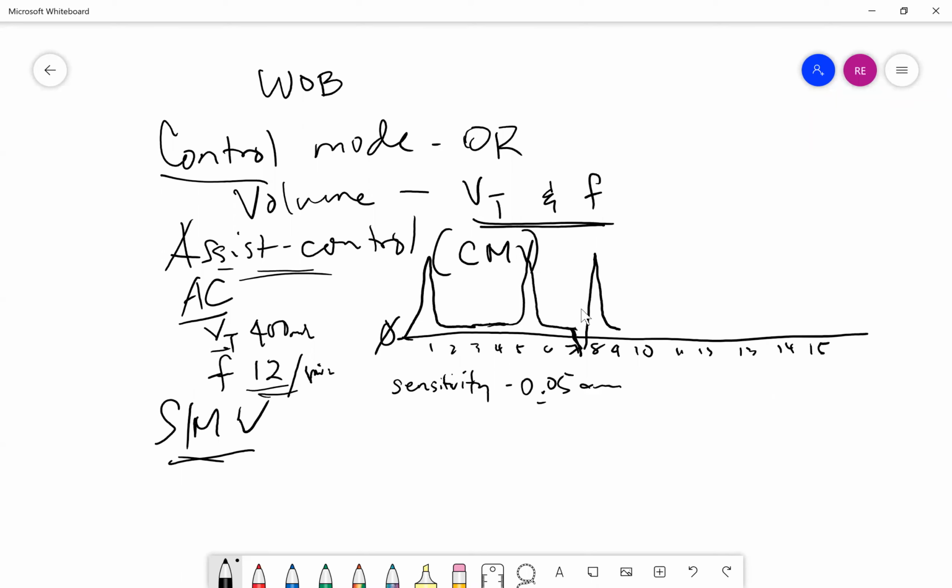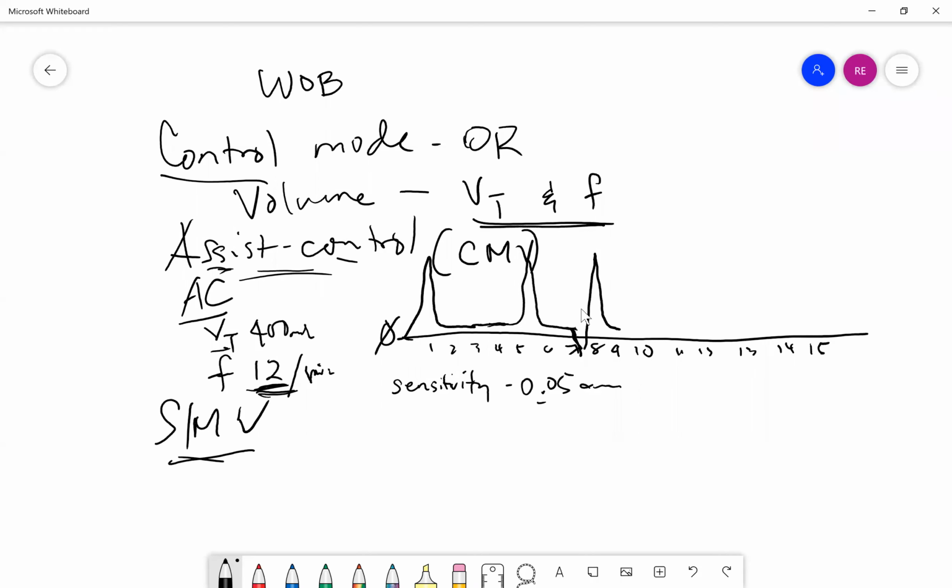The vent will assist the patient's breath but maintains a sense of control, whereas the patient can never get less than 12 breaths per minute. Regardless of whether the patient breathes or not, the patient gets a minimum of 12. So there's a good thing here and a bad thing. The good thing is that there's no way the patient will be hypoventilating because there's a minimum number of breaths given per minute.